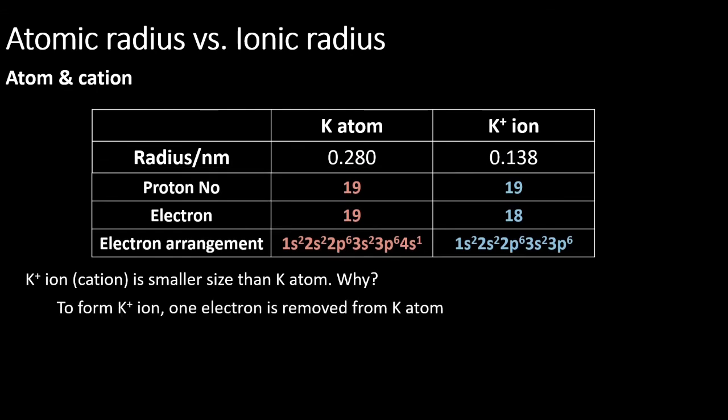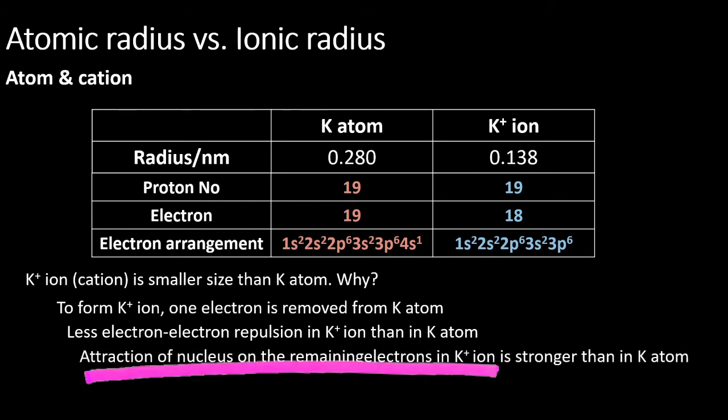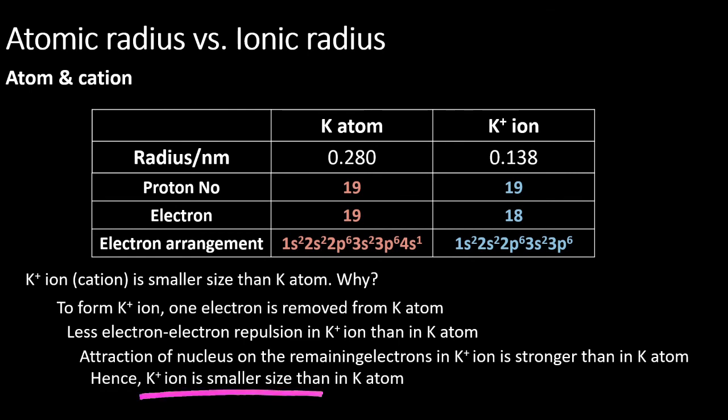It is because to form potassium ion, one electron is being removed from the potassium atom. When one electron is being removed from the potassium atom, it means that now in potassium ion, there will be less electron-electron repulsions. As the electron-electron repulsions in potassium ion is less, it means that now the attractions of the nucleus on the electrons in potassium ion is stronger than in potassium atom. As the attractions of the nucleus on the remaining electrons in potassium ion is stronger, it will cause potassium ion to have smaller size than the potassium atom.